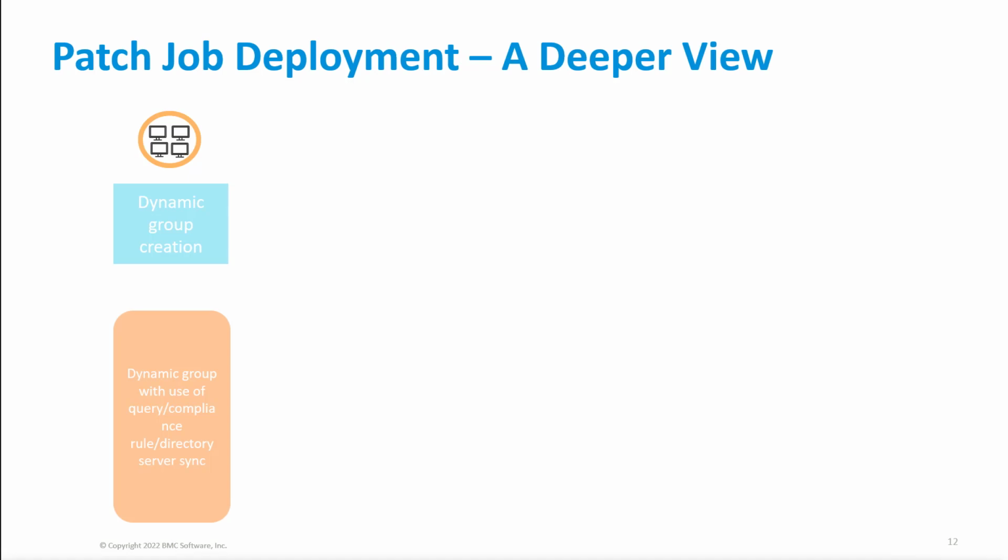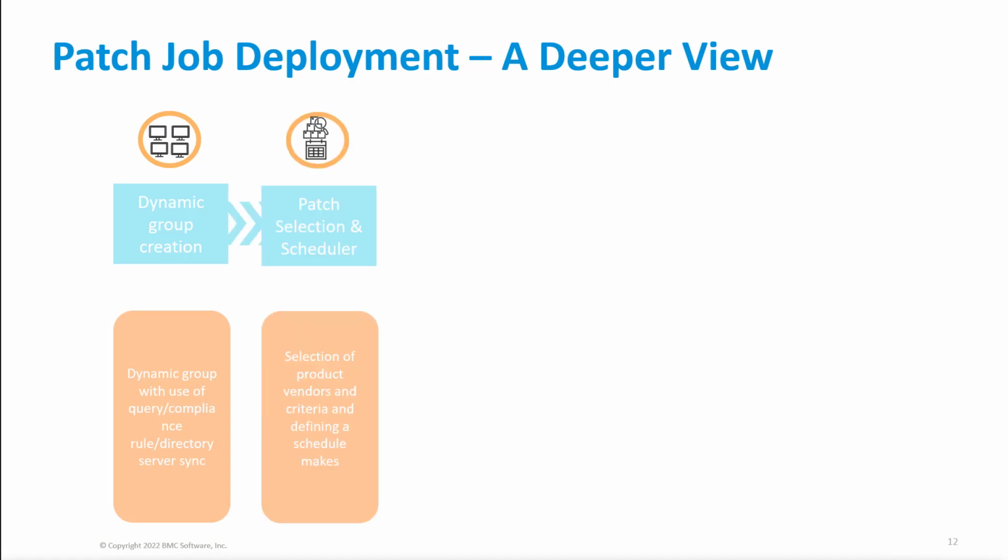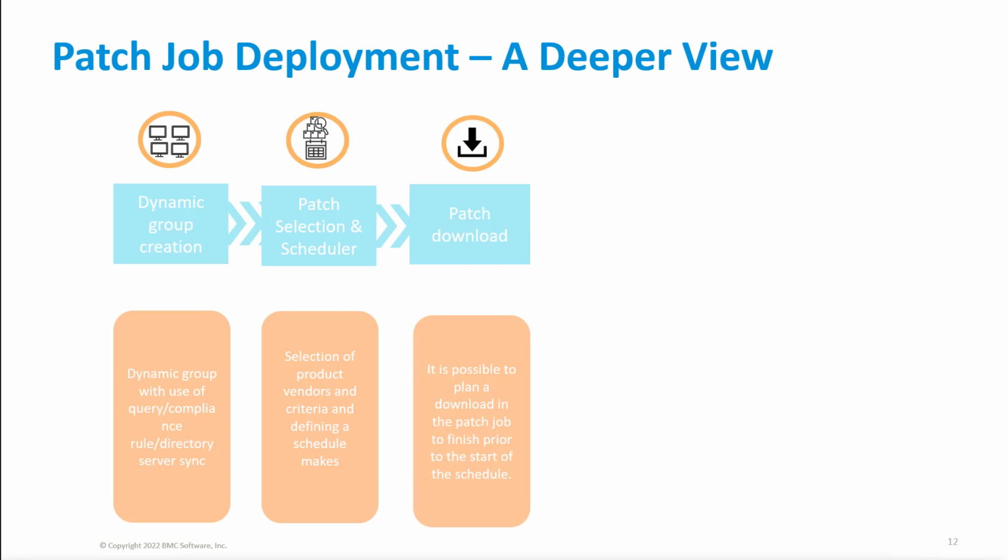Now, each new Windows 10 device added to the BMC will automatically be added to this group and the corresponding patch job. Patch selection process is based on the product vendors and criteria as we saw in the demo. Based on the products and severity you have chosen, the scheduler helps you in determining the order of priority for your patching. After the selection phase is finished and a patch job is created, the download procedure begins.